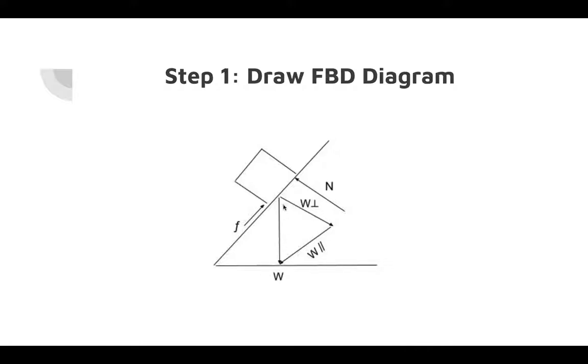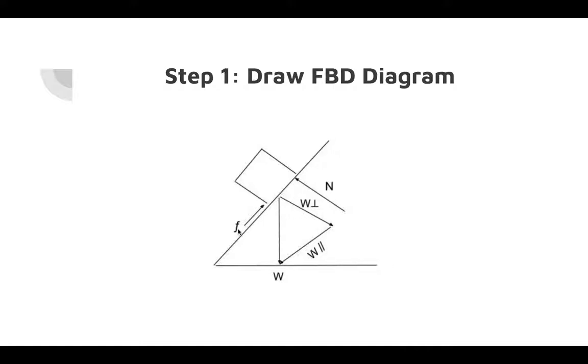So first off, you draw an arrow straight down, which is the weight, and next is the perpendicular weight. And then after that, you draw the parallel weight, which starts from the head of the perpendicular weight arrow and goes all the way to the head of the weight arrow. And next is the normal force arrow, which is always parallel to the perpendicular weight.